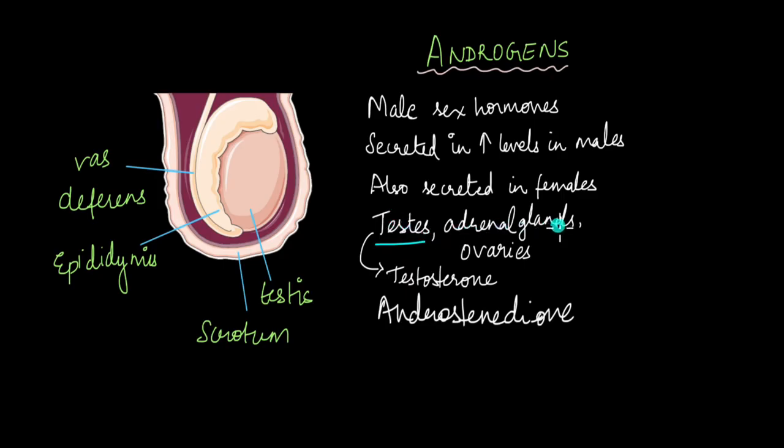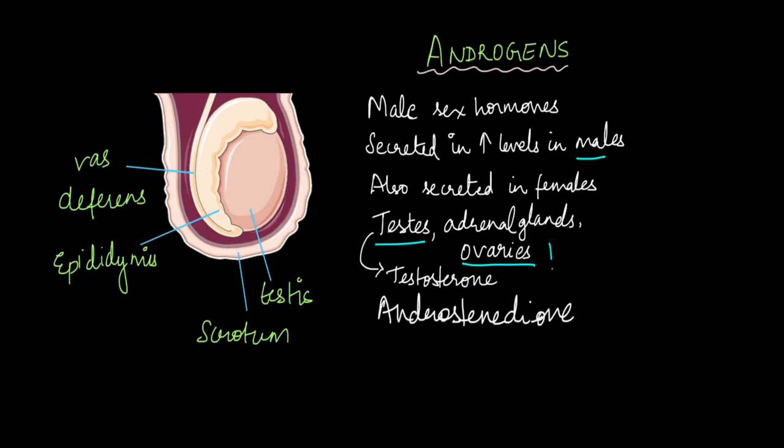The adrenal glands also secrete some amounts of testosterone, and so do the ovaries. Yes, testosterone is produced in females as well, and so are the female sex hormones like estrogen and progesterone. They are also produced in males, but in lower quantities. The androgens are secreted in high quantities in males, and the most common types of androgens, like I said, include testosterone and this huge, difficult to pronounce hormone called androstenedione.